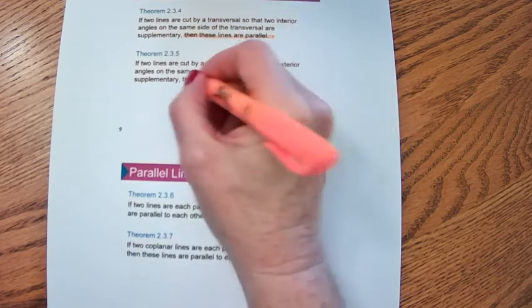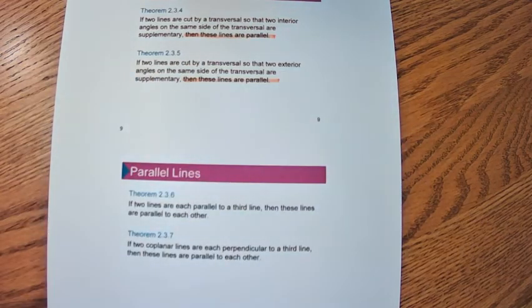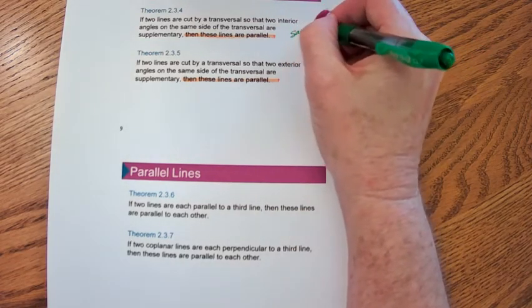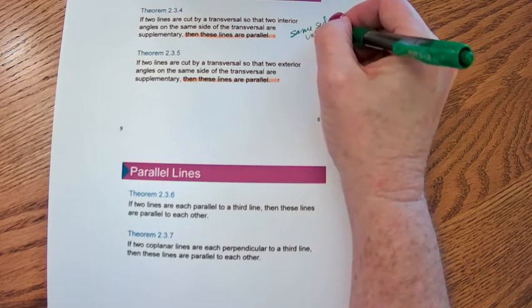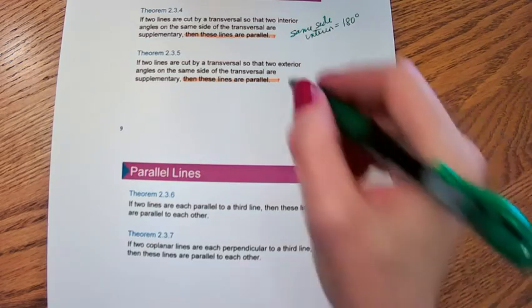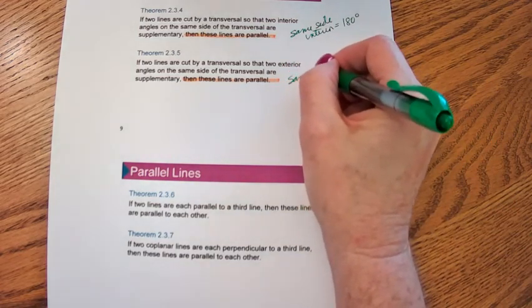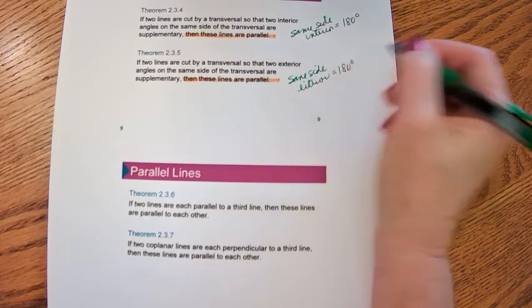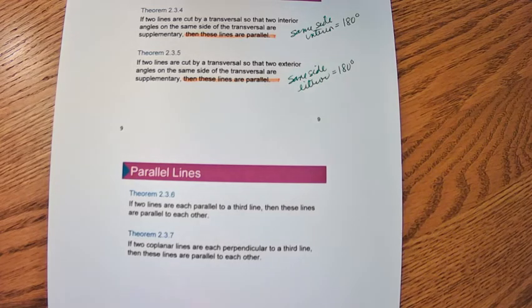So that had to do with corresponding angles, alternate interior angles, and alternate exterior angles. The same concept applies to these theorems. We're going to end with, then the lines are parallel. But these are the two conditions that were covered in section 2.1: same side interior angles being supplementary, and same side exterior angles being supplementary. Not congruent, but supplementary.